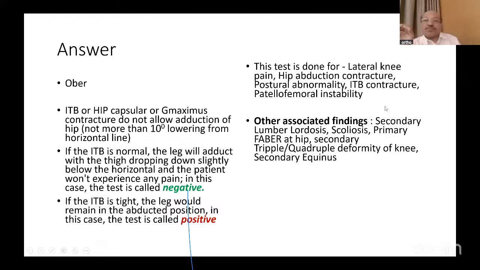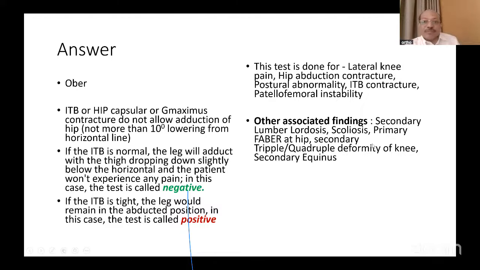See, we have to check from above downwards. There are several associated findings, maybe associated with Ober's test positive conditions, maybe 9 or 10 deformities. See, we have to enumerate from the back downwards. So there is a secondary lumbar lordosis to compensate the flexion deformity as the iliotibial band is contracted. The iliotibial band basically leads to flexion, abduction, external rotational deformity of the hip, and that flexion deformity is concealed by the secondary lumbar lordosis and the scoliosis. As you can see, this is secondary scoliosis, secondary to the hip contracture.